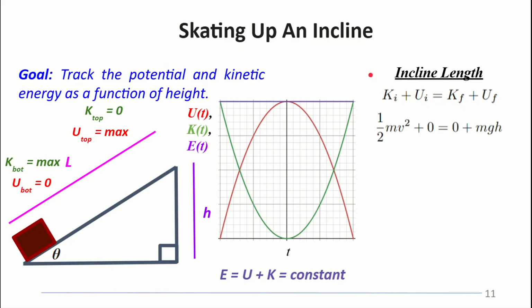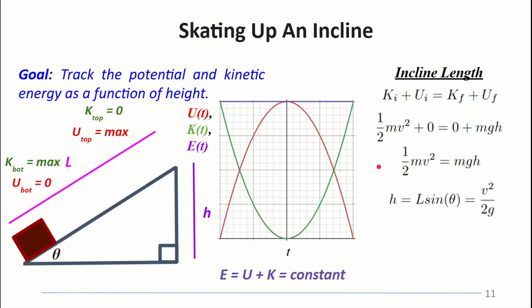And we know our initial kinetic energy is going to be 1/2 mv squared plus 0 is equal to 0 plus mgh. So mgh for our max potential energy, and then we have initial kinetic energy as being 1/2 mv squared, because that's what it is at the bottom. And then you get rid of the zeros, you get 1/2 mv squared is equal to mgh.